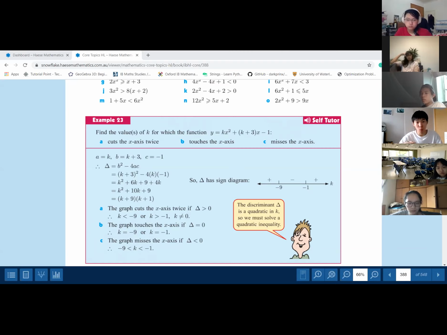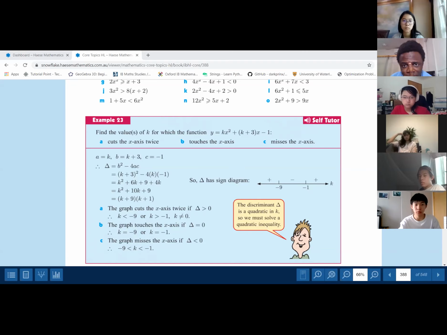From the sign diagram, tell us what that is before we play that. What would the solution look like? Just like this. Give me, in the form of an inequality, the range of k.